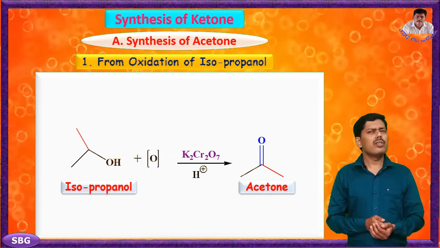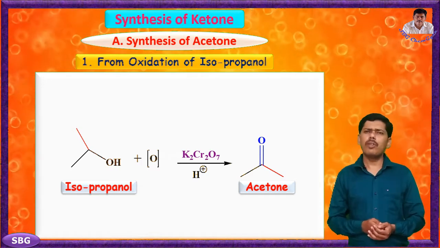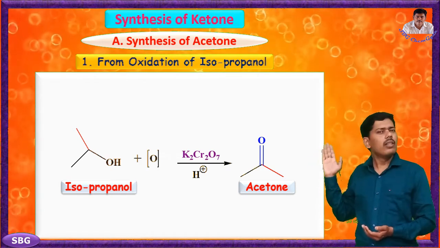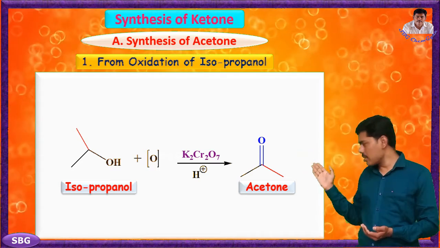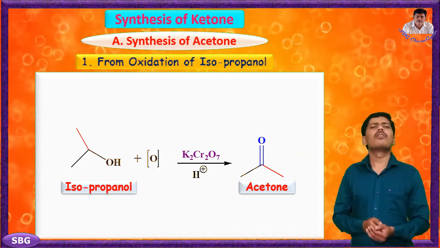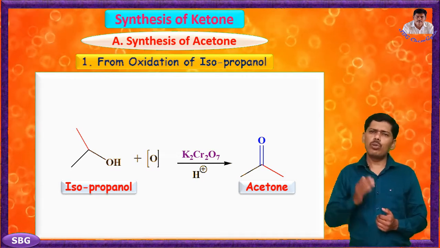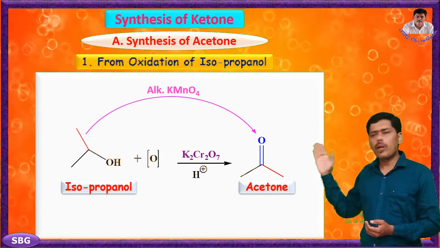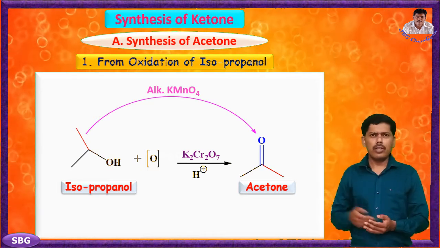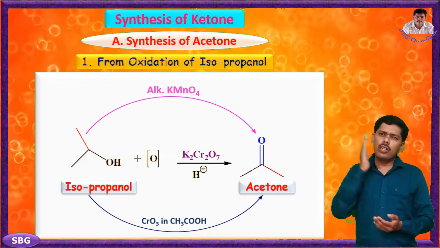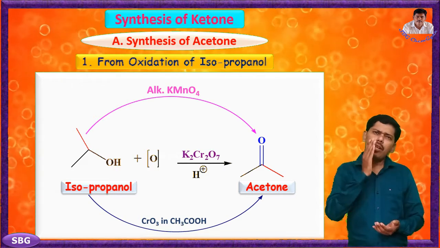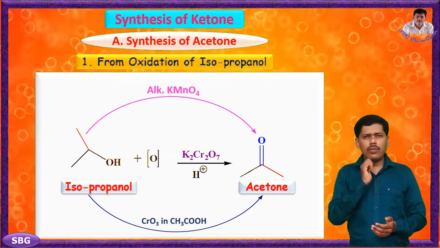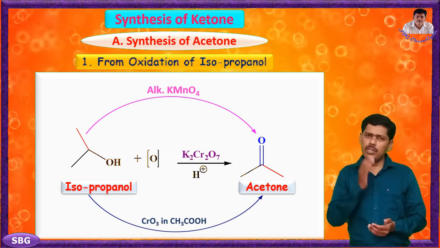Similar oxidation reaction can be performed with different reagents, which we can see here. First, we have seen in this reaction, and the second reagent for the conversion of isopropanol to acetone is alkaline potassium permanganate. Third reagent is chromium trioxide in acetic acid, where we get acetone from isopropanol. We do not go for further possible reaction mechanism of this reaction.